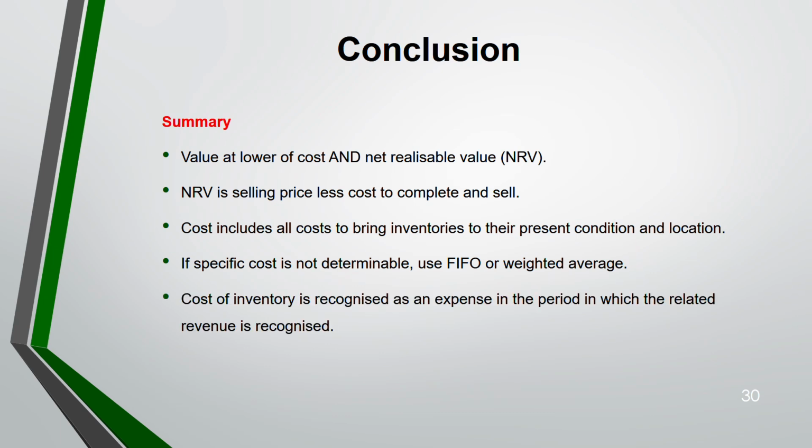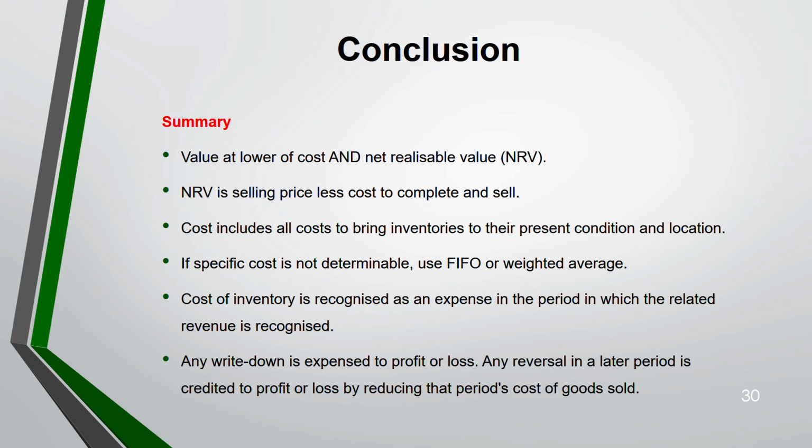Cost of inventory is recognized as an expense in the period in which related revenue is recognized. Any write down is an expense to profit and loss, and any reversal in a later period will be credited to profit and loss by reducing that period's cost of goods sold. You have to know these adjustments, by the way.